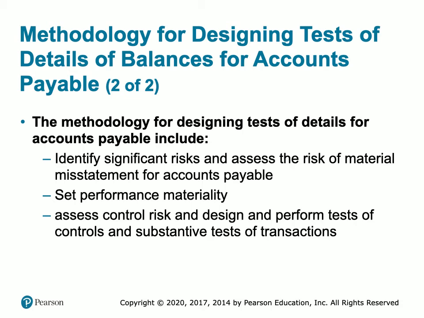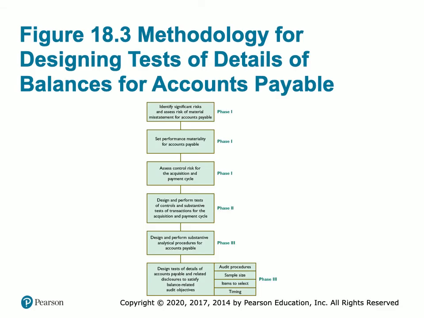So again, the same set of stuff that you're going to see chapter after chapter at this point. Identify your risks, identify the risk material in the statement, set your performance materiality, and then assess control risk, and then design and perform tests of controls and test substantive tests of transactions. So that's all the same for every account that we have seen and we're going to see, right? And this is your methodology, okay?